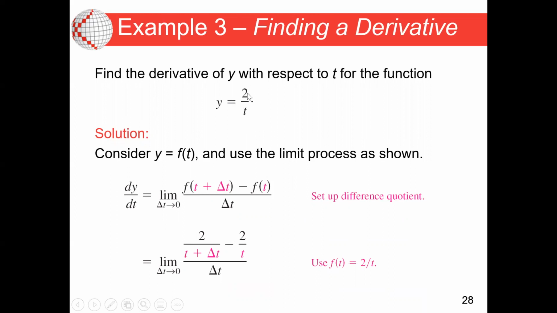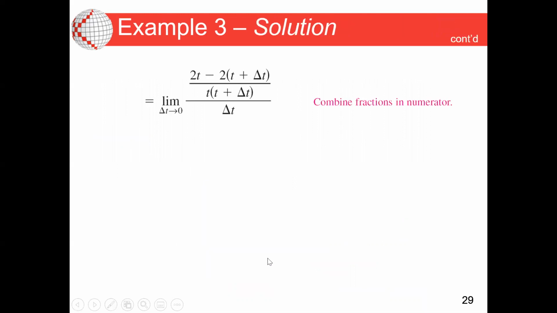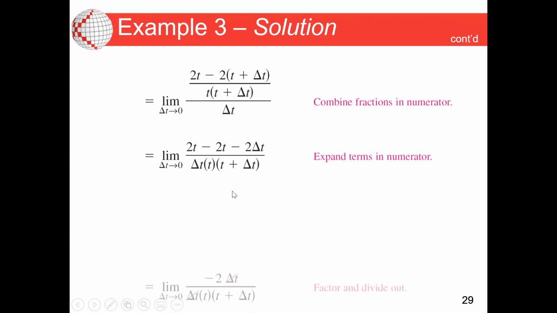So this will give me 2 over t plus dt because it's including dt. But f of t is the same as 2 over t. So we have 2 over t plus dt minus 2 over t. Then we can simplify the equation, combining the two fractions together. And this is what we have. Next we can remove the parentheses. And here we can say, okay, dt approaches 0. What will happen here? Everything here will be 0.